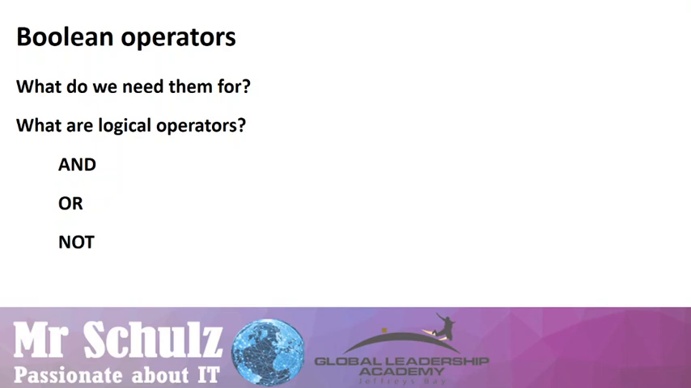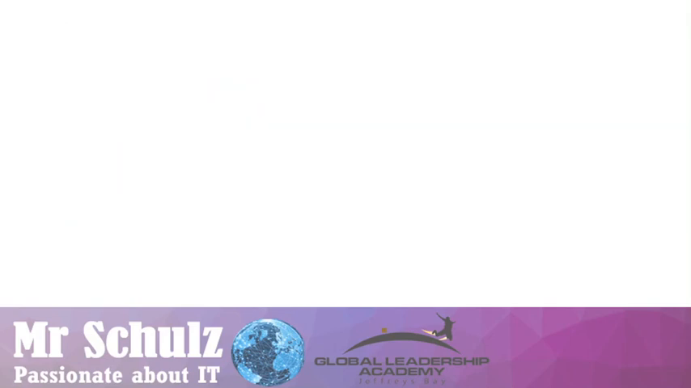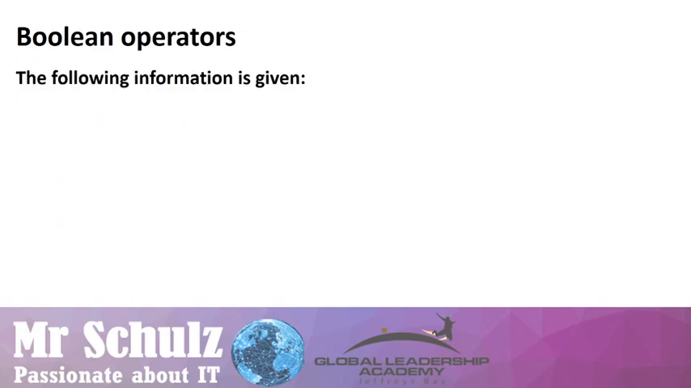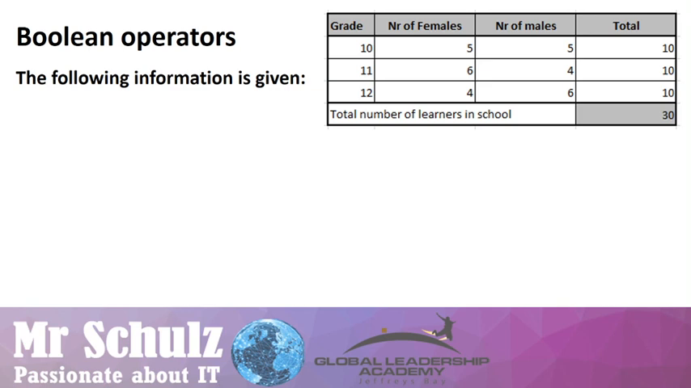Now, as humans, in our language, we often confuse AND and OR. To illustrate that, I have a little example that I would like to present to you. The following information is given. We have a table with grades 10, 11, and 12. We have the number of females in each grade, the number of males in each grade, and the total number of learners in each grade. I made them very round numbers, and then we have the total number of learners in a school.